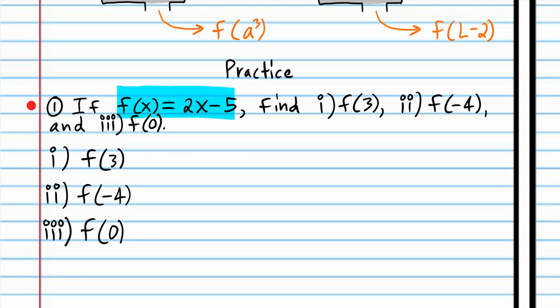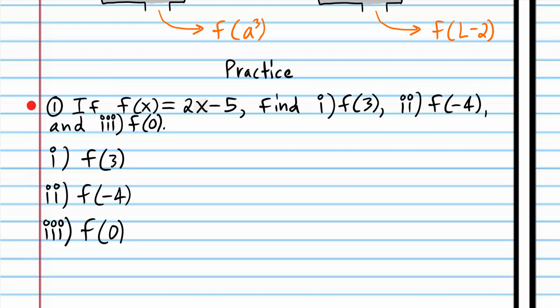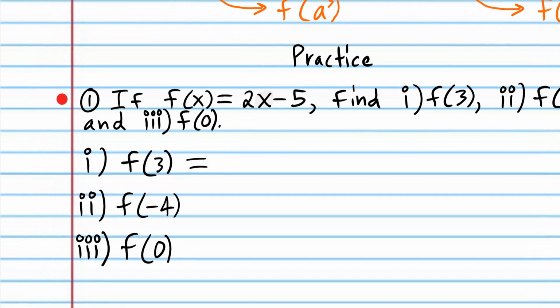So let's say we have a function f of x is equal to 2x minus 5. We're asked to find f of 3, f of negative 4, and f of 0. So let's do some practice here. So f of 3 is this exact expression, no difference whatsoever, except instead of x, we plug in 3. So again, this is confusing notation, but the operations, as you can see, are very easy.